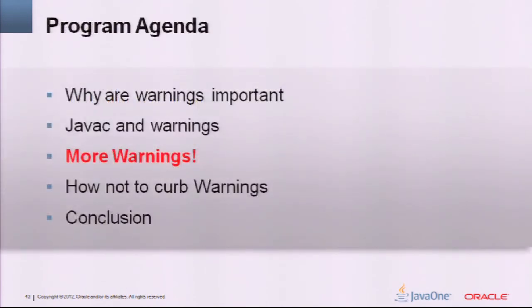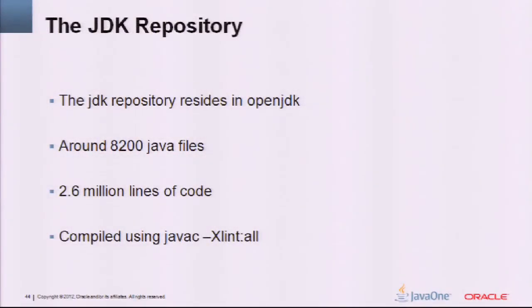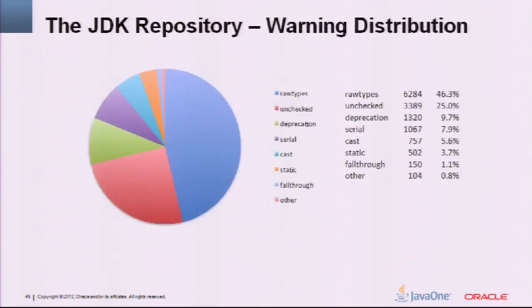Moving on, what happened when we took up the challenge ourselves? Around 1.5 years back, we thought we'd see how we are doing with warnings ourselves. Just to give you a background, I'm talking about the JDK repository in OpenJDK. It majorly deals with the core libraries. There are around 8,200 Java files, and we are only talking about Java warnings over here, not native code C warnings. There are around 2.6 million lines of code there. The compiler that we used was Javac, and we enabled all warnings. And we got 13,500 warnings.